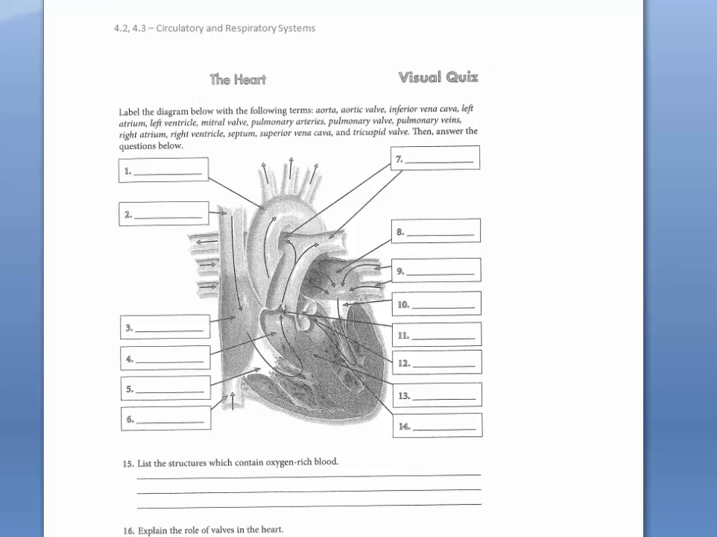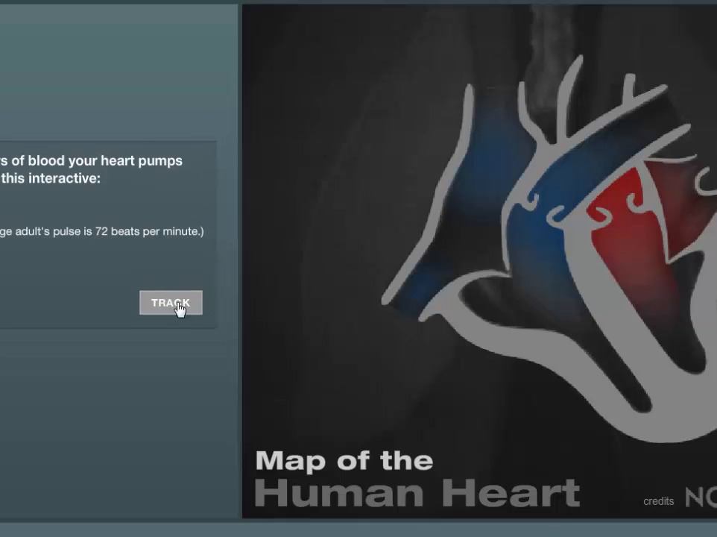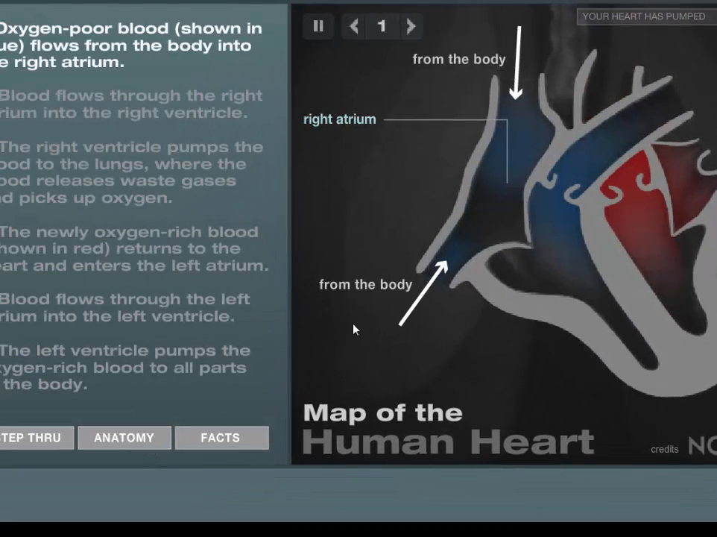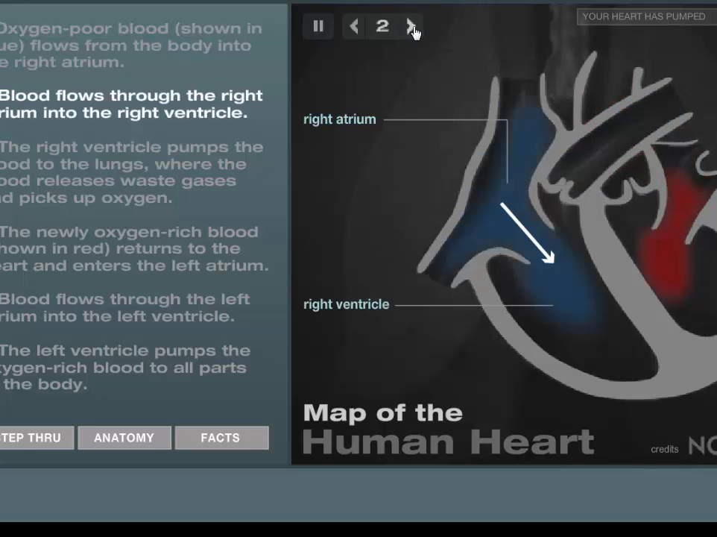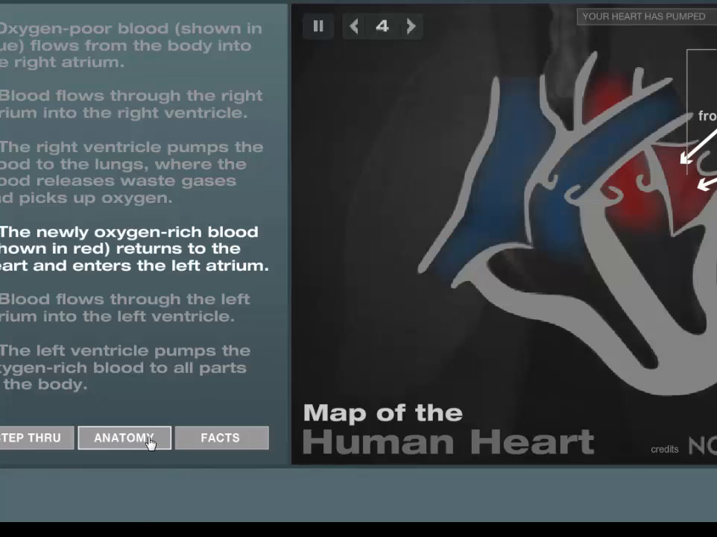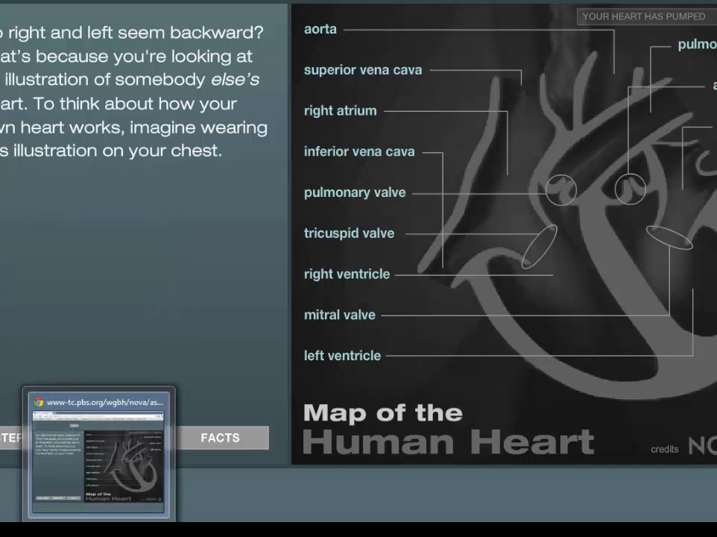And if you need more help and you have access to a computer, you can go to Nova Map of the Human Heart, click Track, and then step through, follow the flow of blood, and also get a map that shows you each part that's in the heart.